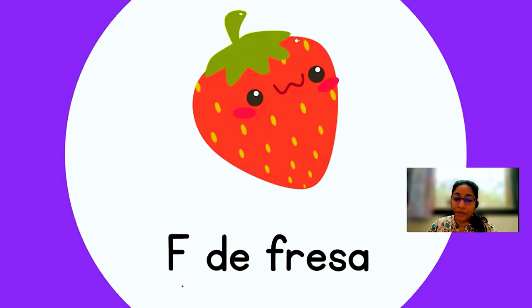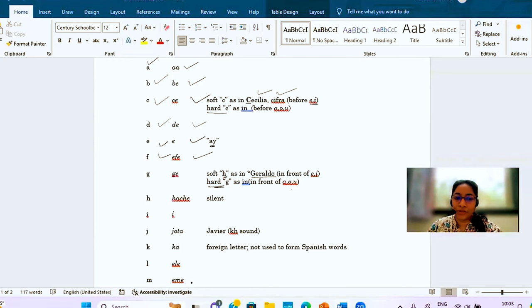Fresa. However, when reciting the alphabets, the sound that is associated with F is F-E in Spanish. And when a word starts with F, the word that we looked at is fresa. Alright, let's move on to G.